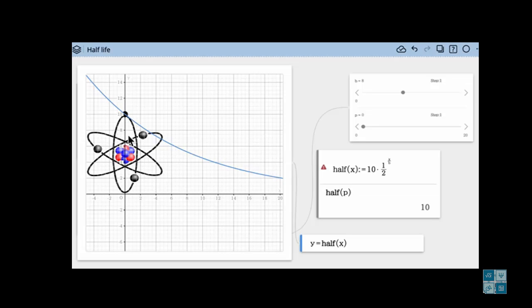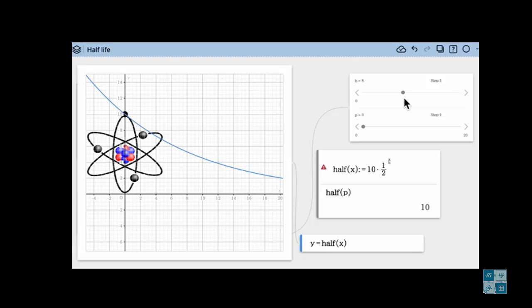What I've got here is an atom, or little model of an atom of some sort. What I'm trying to do is illustrate what happens as we look at the half-life of this, and we created a function here called half of x, and I set that equal to 10 times 1/2 x over b, where x is the number of years or cycles and b is how long it takes for a half-life.